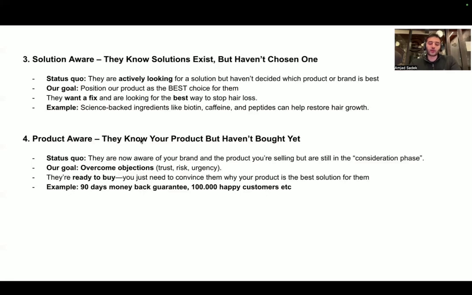And then we have the product aware. They know your product, they know your brand exists, and now they are still not sure if they want to buy it or not. They're considering a couple of options. So our goal here is to overcome their objections. Focus on trust, minimize the risk, and add some urgency. Example: it can be a 90 days money back guarantee, 100,000 plus happy customers, etc.